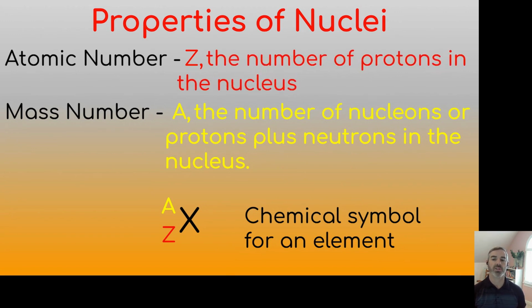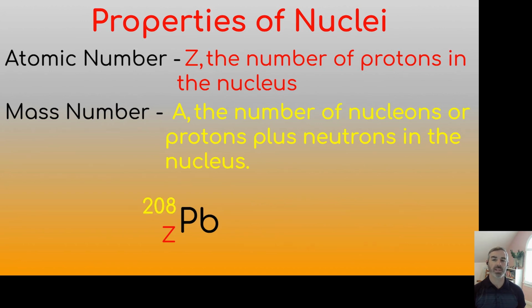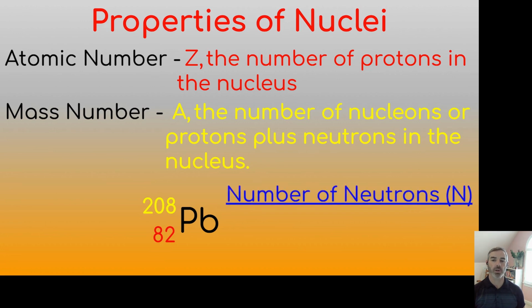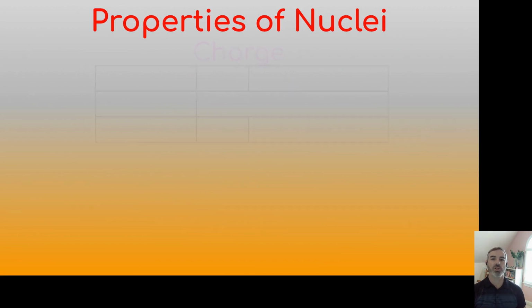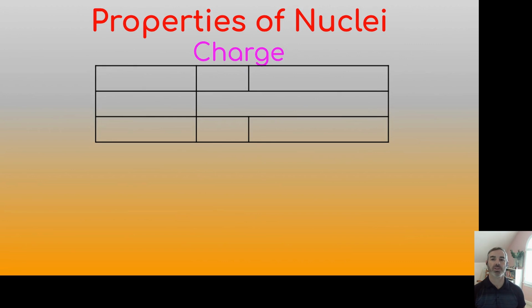So if we look at an example of this, let's look at lead. The most common isotope is lead 208. So we'll call this lead 208, and lead has an atomic number of 82. Remember, the number of protons dictates what element it is. The number of neutrons and protons dictate the mass number. So if we want to find the number of neutrons, we just take the mass number of 208 and subtract 82, and that's going to give us a total number of neutrons in this lead 208 of 126 neutrons.